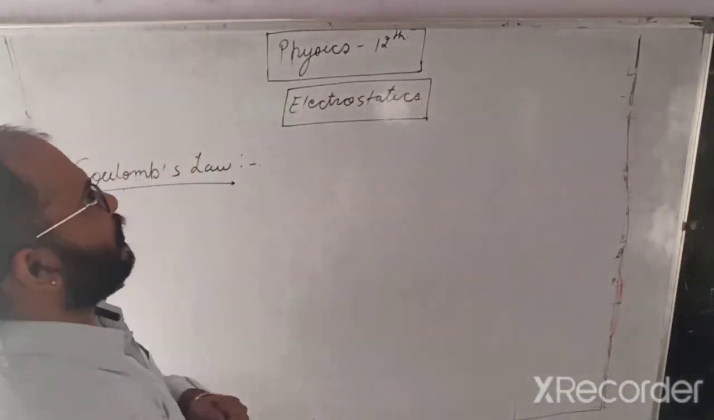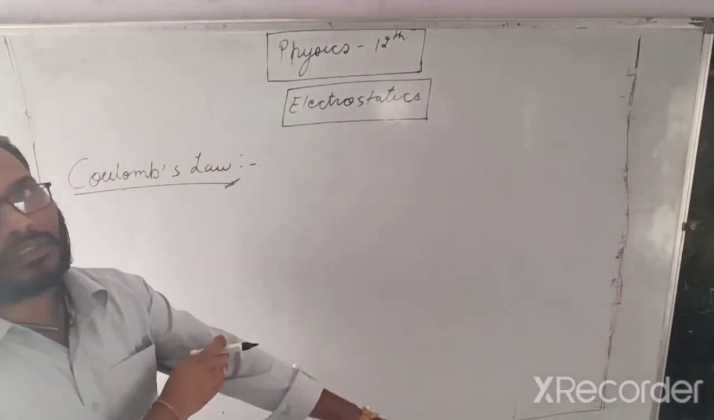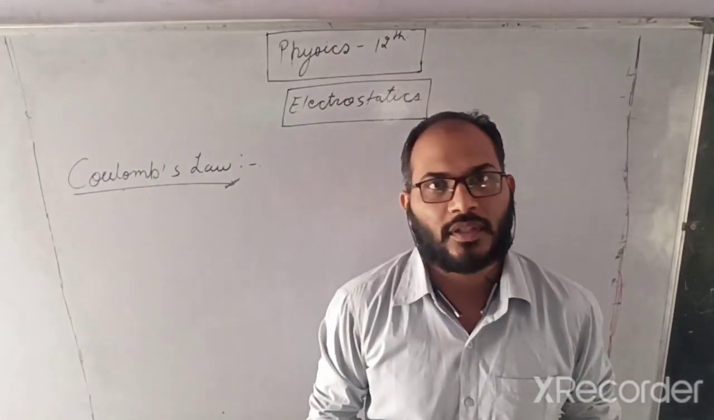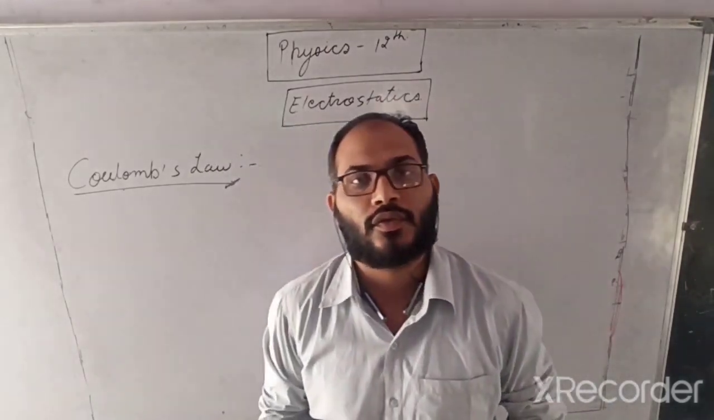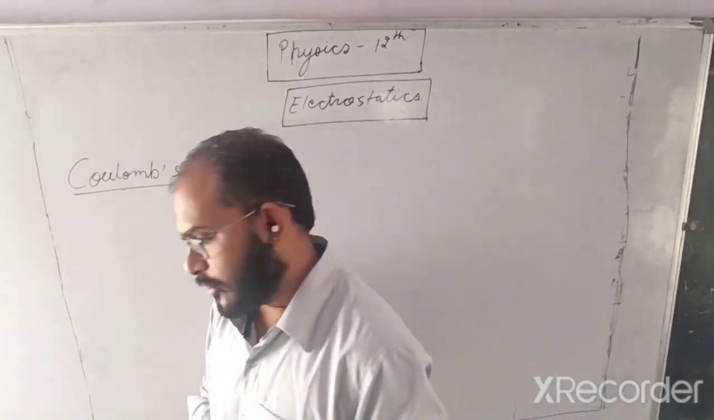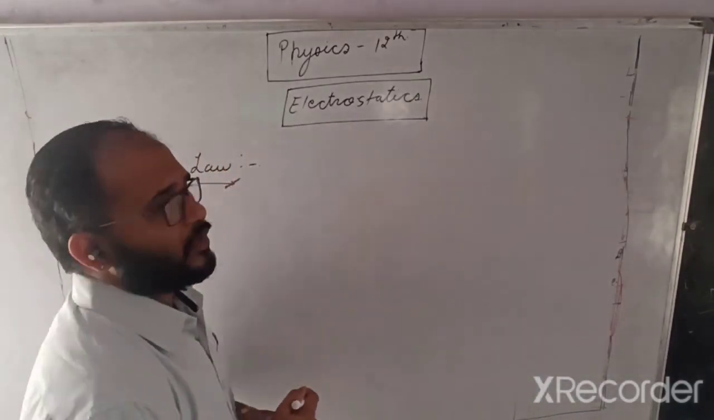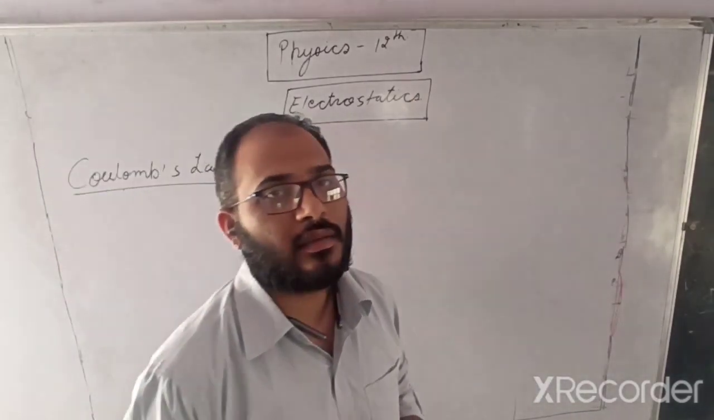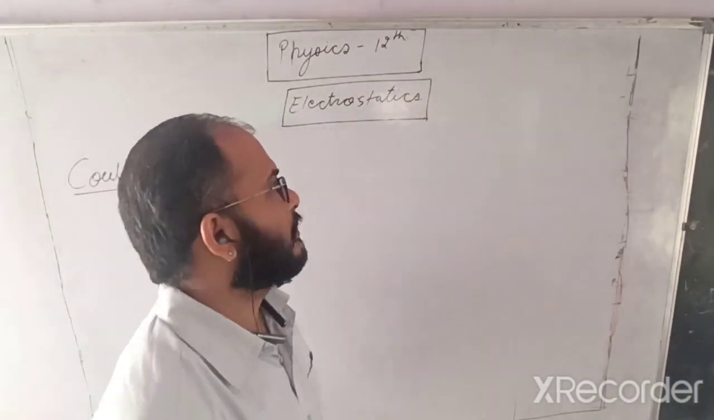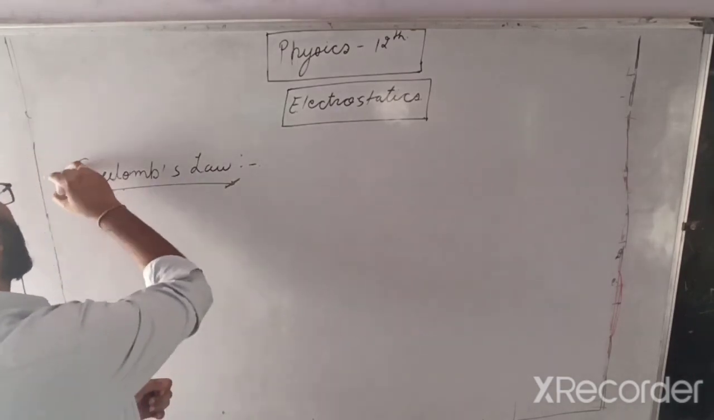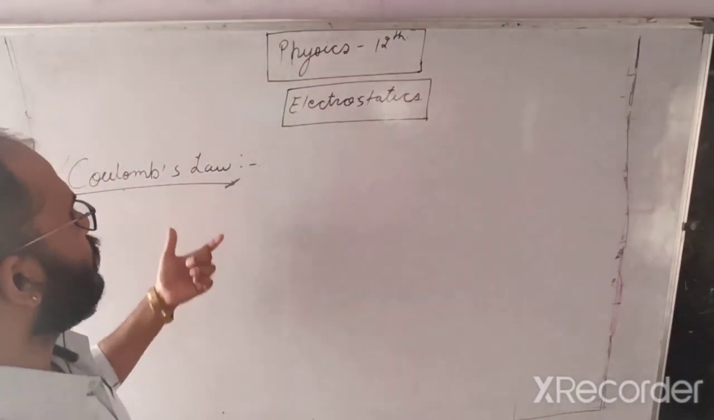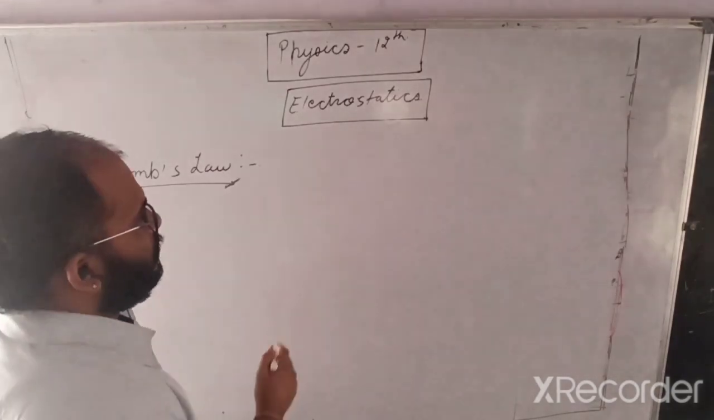We have studied Coulomb's law. Coulomb's law defines the force between two charged particles, the repulsion and attraction force. We know that similar charges repel each other and dissimilar charges attract. Then the magnitude of force between them is defined by Coulomb's law.